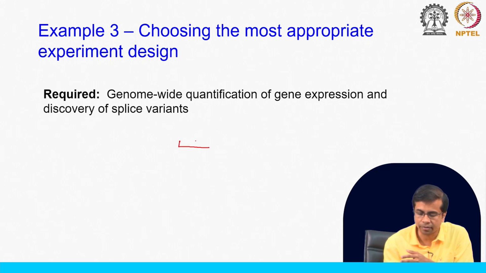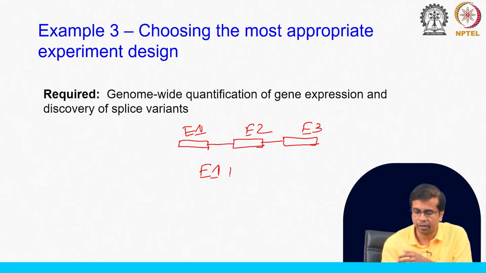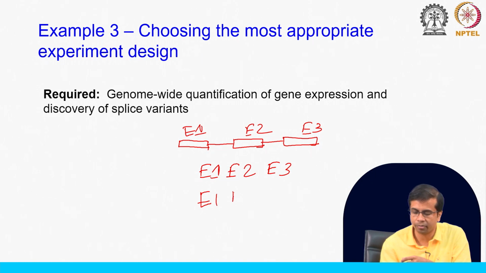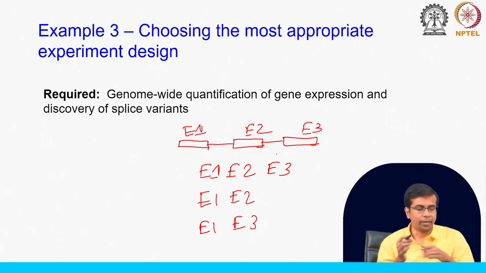You have this exon intron structure, and the exons can combine in any combination. So, for the splice variants you can have E1, E2, E3, which combines all exons. You can have E1, E2 only, or you can have E1, E3. So, whether you get this E1, E3 or not, how do you actually find out?